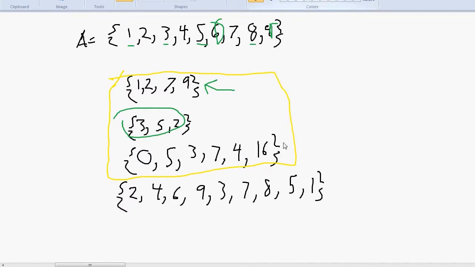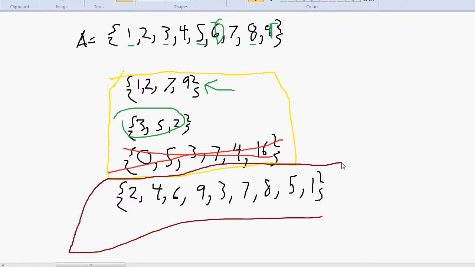Actually, this third set is not a subset. I shouldn't have circled that one there. Okay, this one here is not a proper subset because there are no elements of set A that are not an element of this set. So the two sets are basically equivalent. So even though it's a subset of A and A is actually a subset of it, they are not proper subsets of each other.